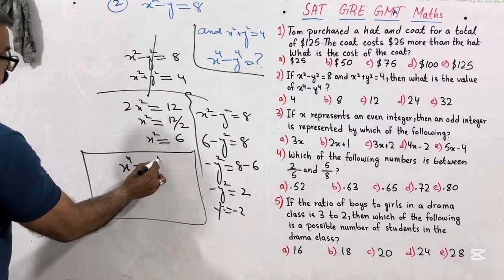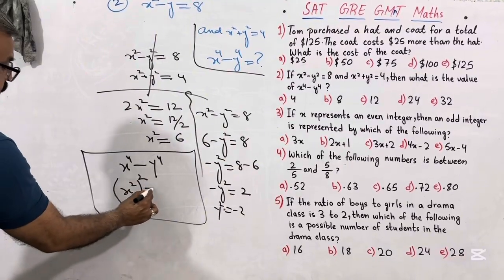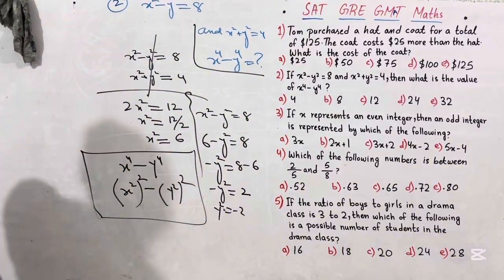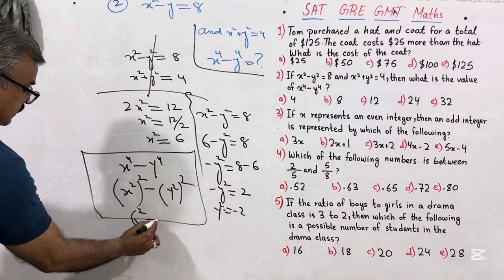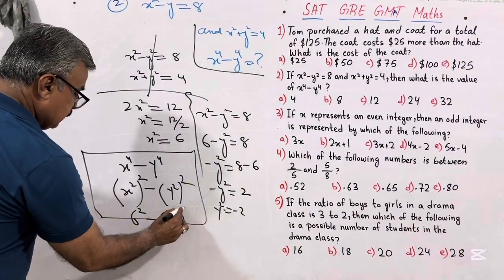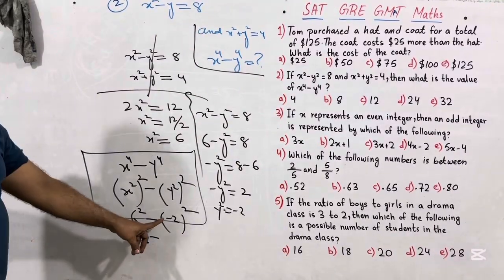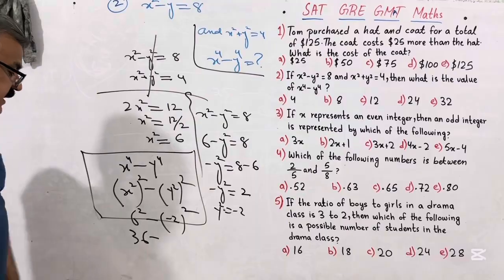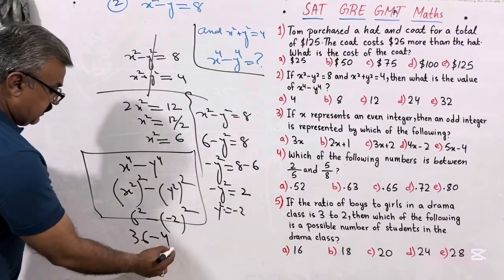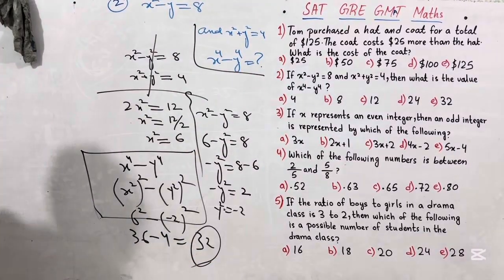x⁴ minus y⁴. We can write x⁴ as (x²)² minus (y²)². What is the value of x²? That's 6. 6 squared minus, what is the value of y²? That's minus 2. Minus 2 squared. 6 squared means 36. The square of negative 2 is only positive 4, minus 2 into minus 2 is positive. 36 minus 4, that is 32. So 32 is the answer in that case.